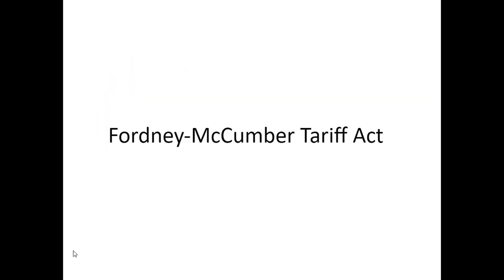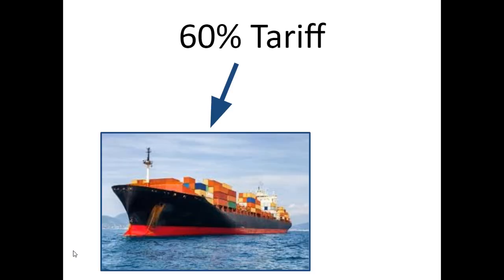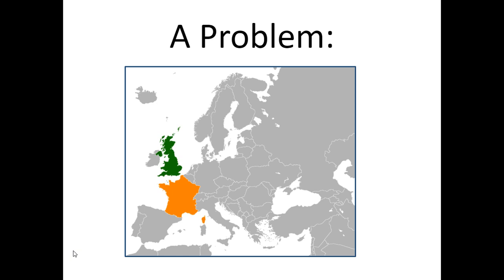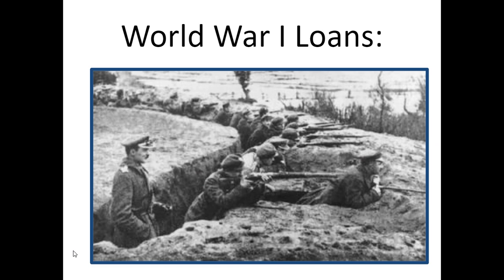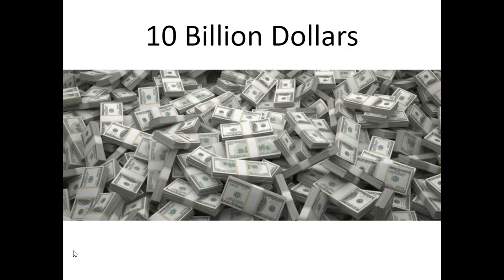Now, to kind of expand on that issue, it wasn't just farm goods that Harding raised tariffs for. In 1922, the U.S. passed the Fordney-McCumber Tariff Act, which raised the highest tariffs in the history of the United States, 60% tariffs on many industries across the U.S., including steel, oil. Now, a problem for this was Britain and France at this point owed the United States a massive amount of money. The U.S. basically funded their war with our loans, $10 billion worth.